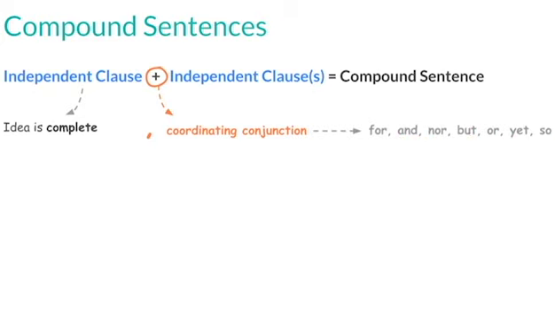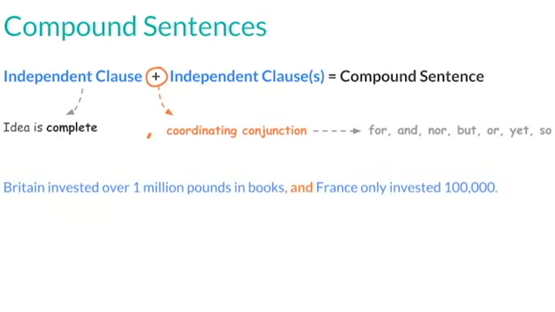So let's look at some examples. Here's our first example. Britain invested over £1 million in books, and France only invested 100,000. Now I want you to notice that the word and here is a coordinating conjunction. We're using this coordinating conjunction to connect two independent clauses. Both of these independent clauses are complete ideas in and of themselves. So how do you know if an idea is complete? Well, there's an easy way to find out.